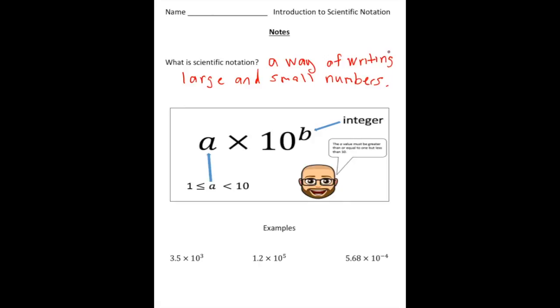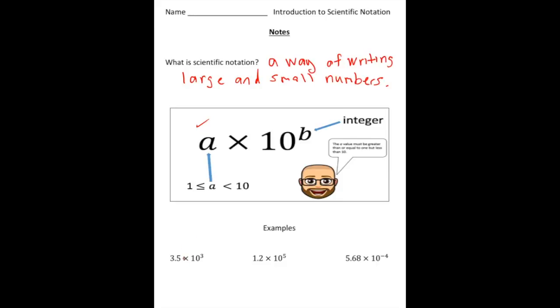All right? And scientific notation has a certain structure to it. And that's what this is right here, where I'm putting a check mark next to. It's a times 10 to the b power. And the way it works is the a value has to be greater than or equal to 1, but less than 10. And then the b value has to be an integer.